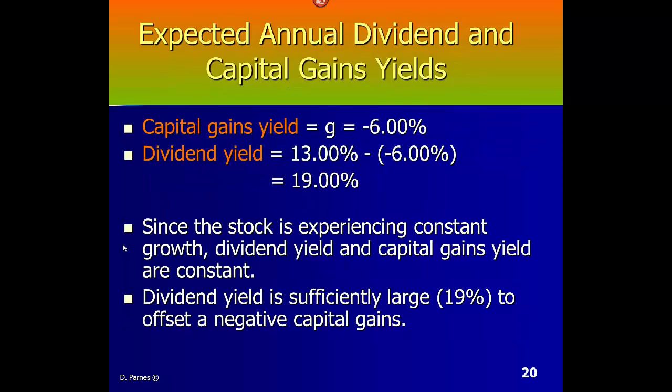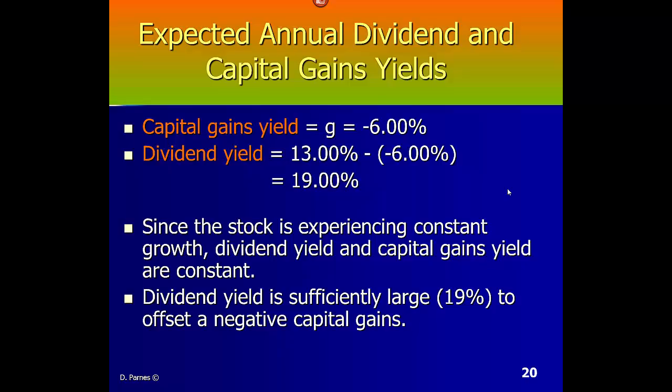Let's understand what the two sources of income are under these circumstances. Capital gains yield is equal to G. Remember, as long as G is constant, this is the capital stock price appreciation. But in this case, G is negative. It is minus 6%, and therefore it is a stock price depreciation. The stock price actually comes down. So when you buy a stock like that, you know that you buy it at a certain price and next year you will sell it at a lower price. You know that you will lose money on the stock price.